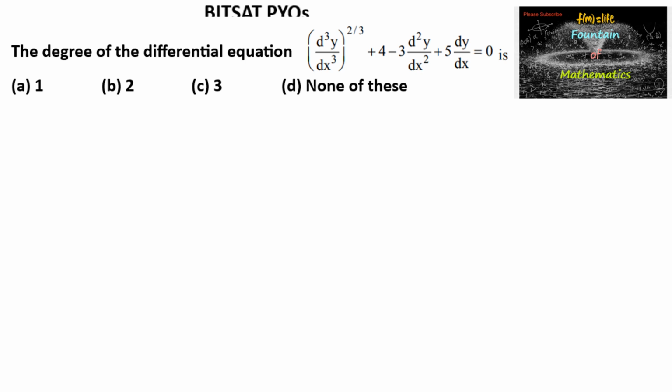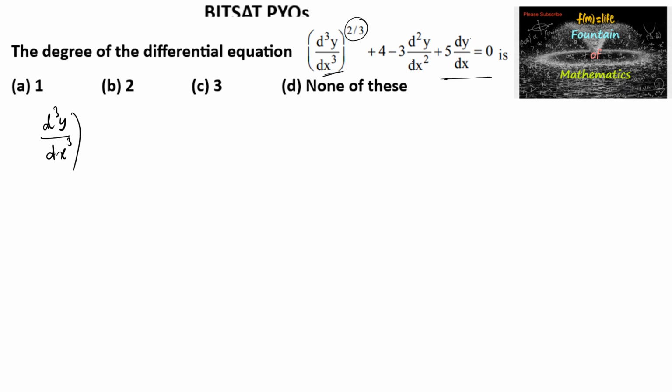We need to find the degree of the differential equation (d³y/dx³)^(2/3) + 4 - 3 times d²y/dx² + 5 times dy/dx. Since we have first order, second order and third order derivatives, and since the power of the third order derivative is 2/3, which is not an integer, let us rewrite the equation.